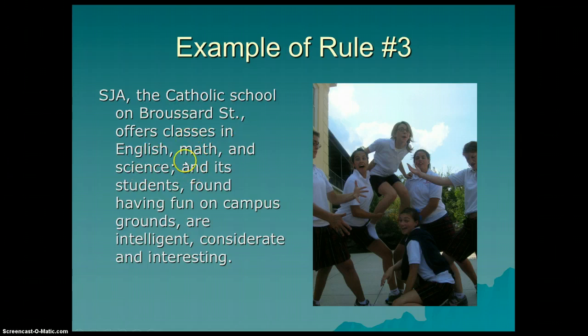So even though I have a fanboys connector word here, I still had to put a semicolon there because there are too many commas within the clauses. So this is a second independent clause after it. Students found having fun on campus grounds are intelligent, considerate, and interesting. So all you need is more than 2 commas in a clause, and you have to use a semicolon here.